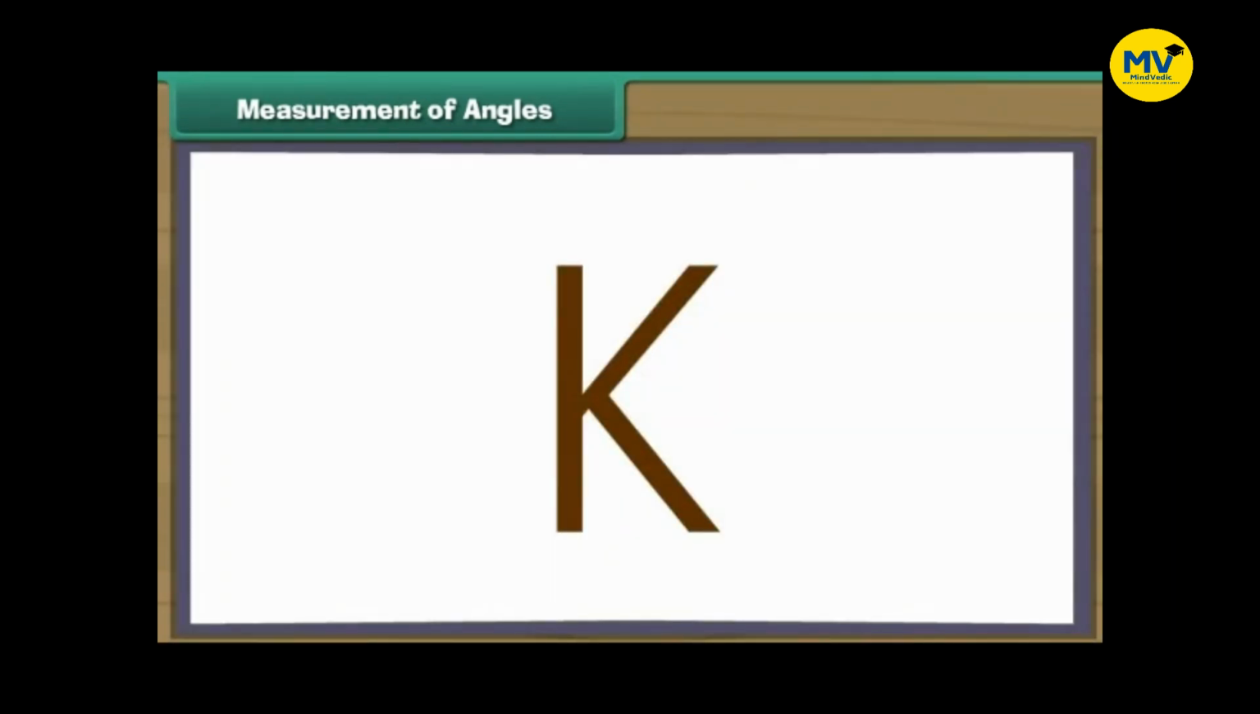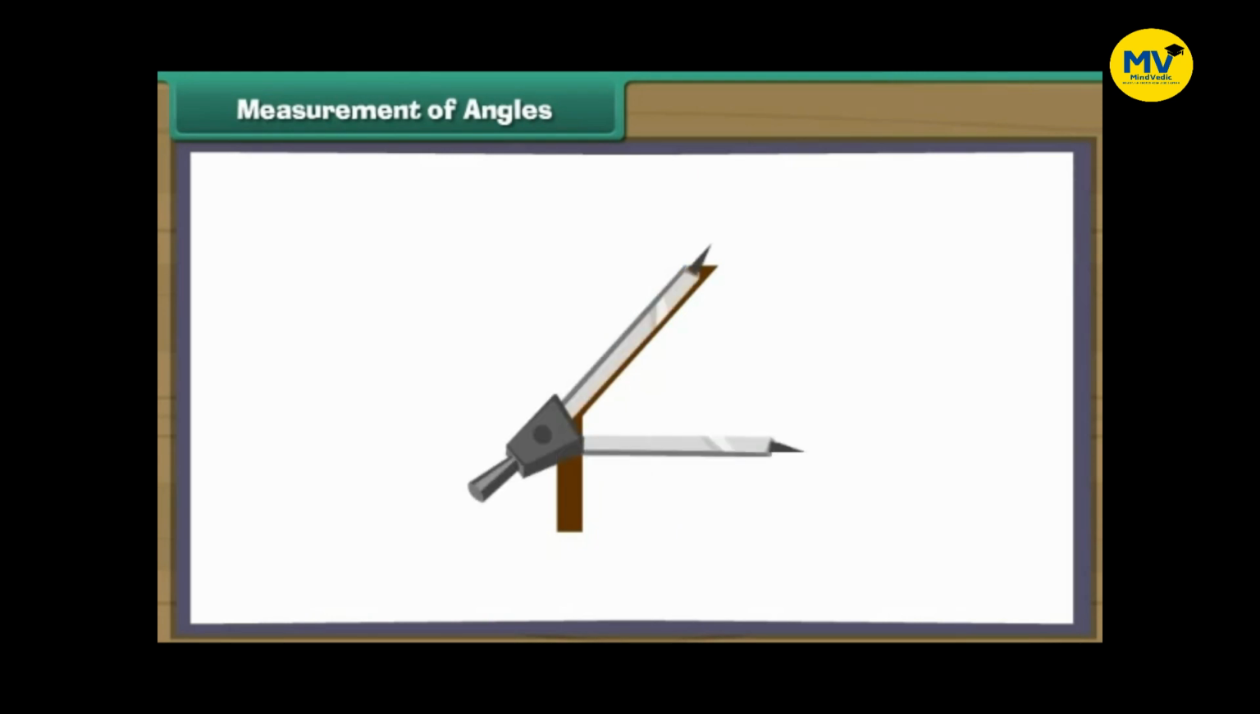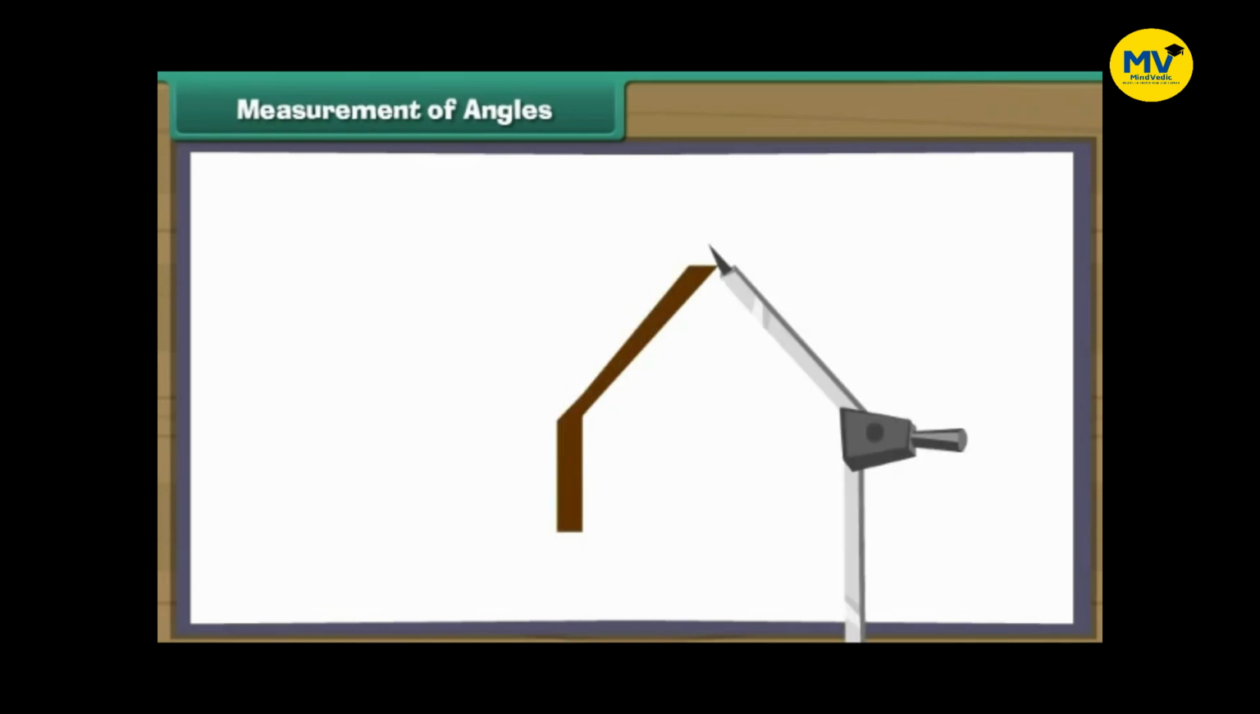Now consider the letter K of the English alphabet. Let us modify it to look like this. Place the divider on the figure such that one of its arms and common point coincide with one of the arms and common point of the figure. What do you observe? The other arm of the divider lies to the right of the other arm of the figure. It means that the figure makes an angle greater than the right angle, that is, an obtuse angle.